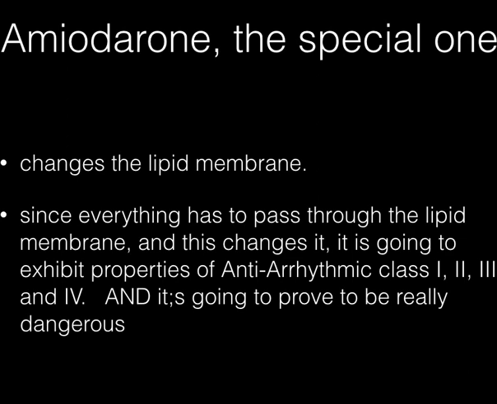But amiodarone, the special one, changes the lipid membrane. So if we're changing the lipid membrane and not just affecting one particular type of channel, everything passes through the lipid membrane. So since you're changing it, this drug is going to exhibit properties of all the antiarrhythmic classes, and it's going to prove to be really dangerous.